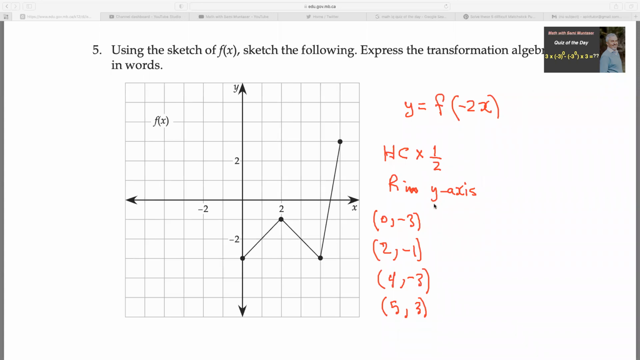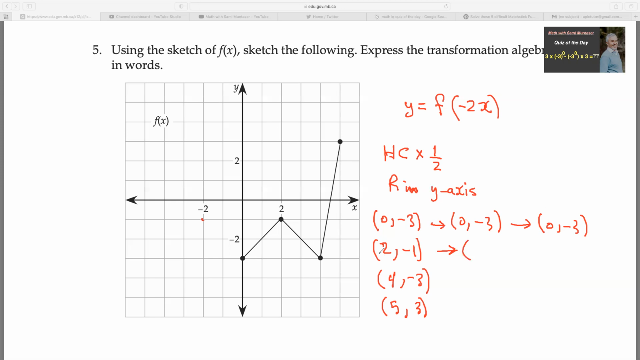So here, what we're going to do, you're going to take these points here, horizontal compression by 1/2, you multiply the x value. When it's horizontal, you multiply the x value by the factor. So 1/2 times 0 is just 0. So it's going to be 0 and -3. And then a reflection over the y-axis. When you reflect over the y-axis, let's say if you reflect this point over the y-axis, the only thing that changes is the x sign. So if it's positive, it becomes negative, but since this point is right on the y-axis, it doesn't reflect. So basically it stays at 0 and -3.